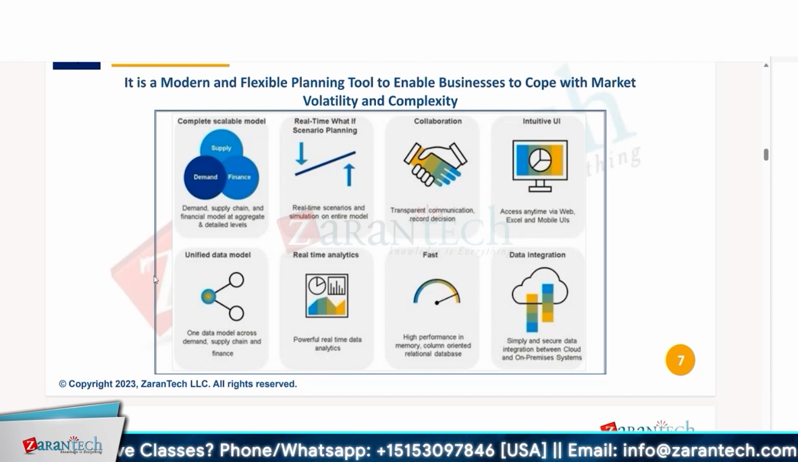Some of the tools used by the organization are highlighted here, for example, a complete scalable model. You can see demand on one side, supply on one side, and finance on one side. So it talks about demand, supply chain, and financial models at aggregate and detail level. As I mentioned, in the IBP process finance also plays an extremely important role, because the finance person is normally the only one present in all the reviews.